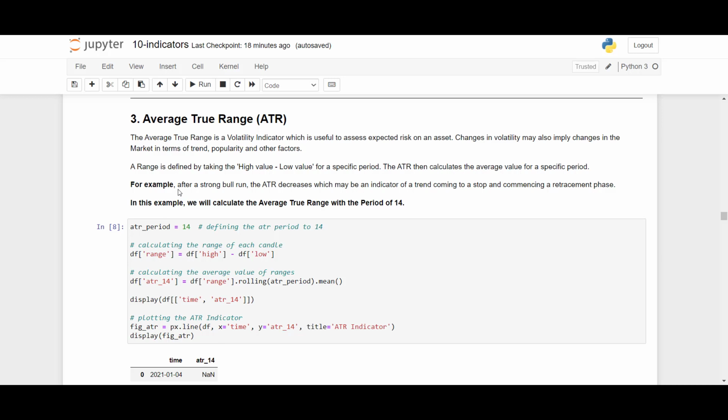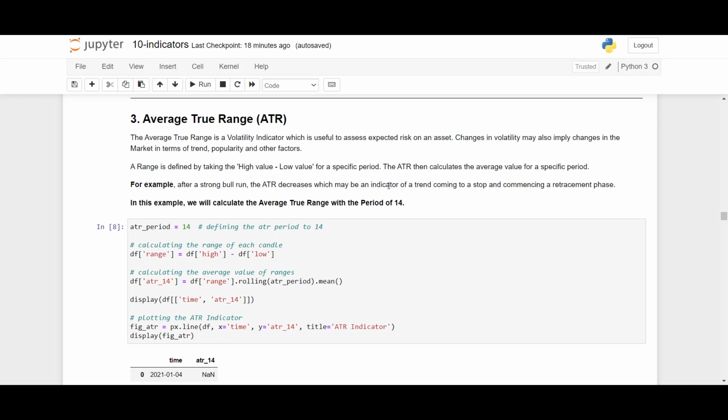So here's an example of how you can use the ATR. Let's say we have a strong bull run, an uptrend, and the ATR is very high. But then the ATR decreases. That means that prices are starting to slow down, and this change in behavior may indicate a stop to the trend and a beginning of a retracement phase.